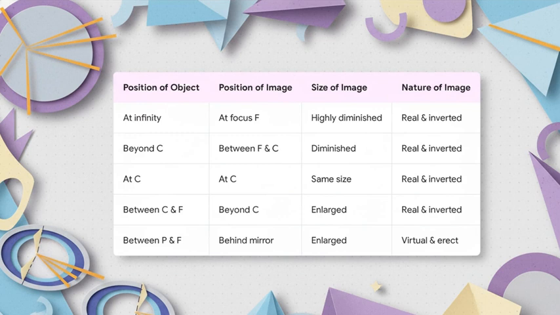Now, look closely at this slide. This is basically your cheat sheet for concave mirrors. This table, straight from your textbook, tells you exactly what kind of image you'll get based on where you put the object. If you memorize this, a whole bunch of exam questions just became free marks.